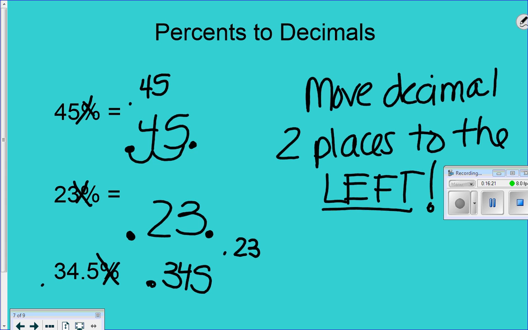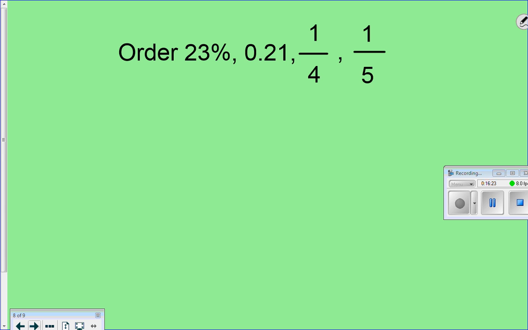Can I change the page, you guys? Okay, it's going to give you 3 or 4 different things, and they're going to want you to order them from least to greatest. Now, I want you to think about it. Can you put that in a decimal? Already in a decimal. Can you put this in a decimal? Can you put that in a decimal? Easiest way to do it, put them all in decimals, and then put them in order.